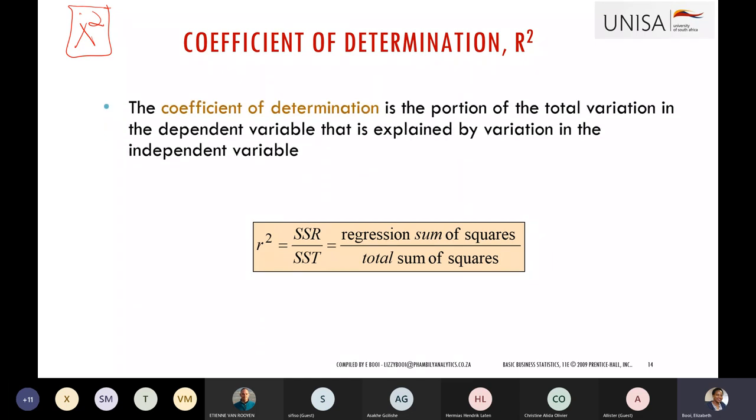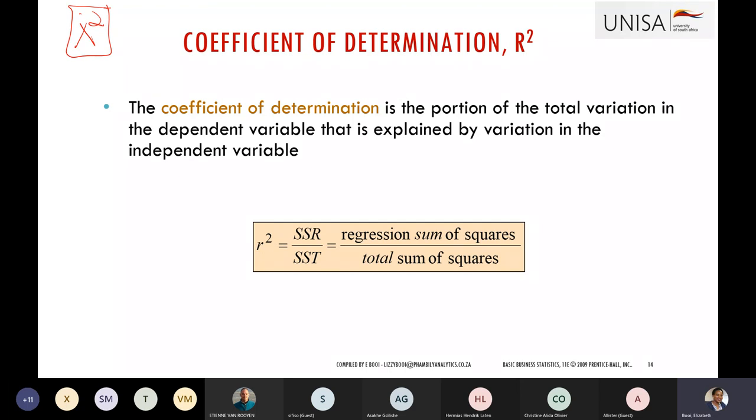What is the coefficient of determination? Because it uses the total variation, it just gives you the proportion of the total variation in the dependent variable that is explained by the independent variable. So we want to see what percentage of the independent variable has an influence on what happens to the dependent variable.